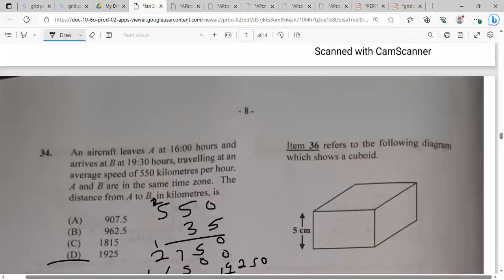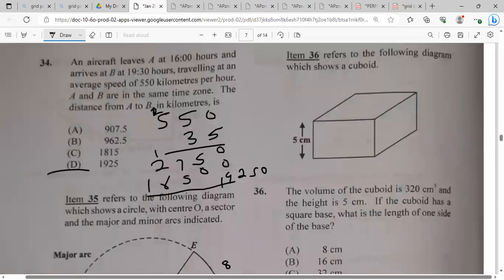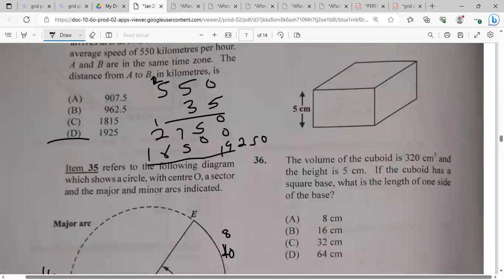Item 36 refers to the following diagram which shows a cuboid. So the height is 5. They said the volume of the cuboid is 320 centimeters cubed and the height is 5. If the cuboid has a square base, then what is the length of one side of the base?